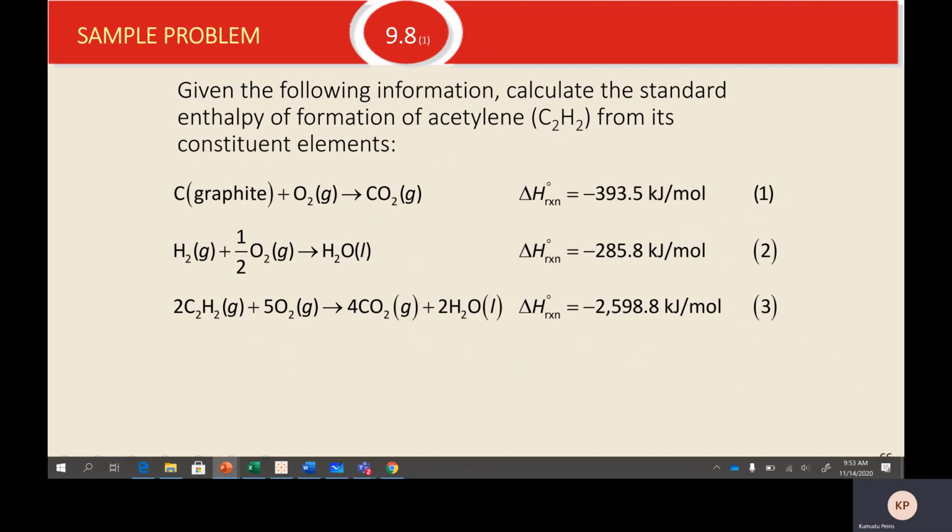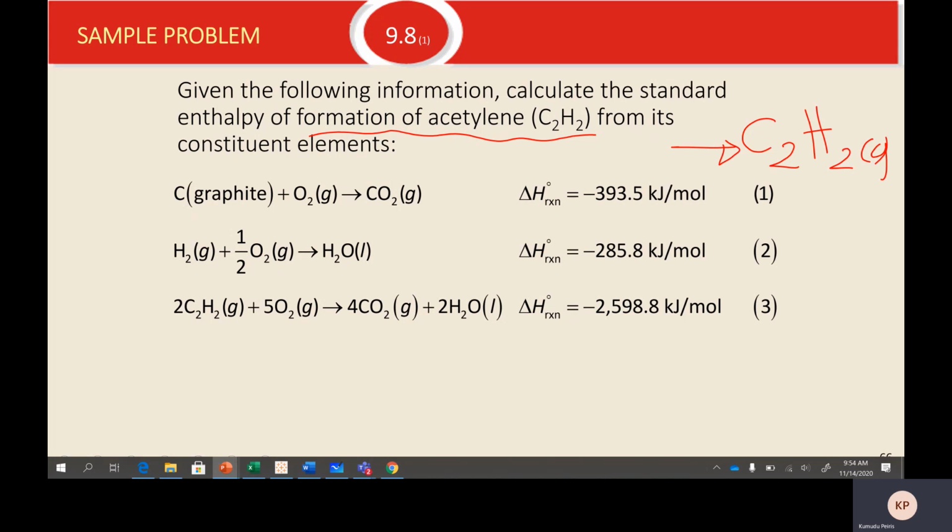Next, another problem. Given the following information, calculate the standard enthalpy of formation for acetylene from its constituent elements. Let's first ask, what is the formation of acetylene? Let's write the equation for the formation of acetylene. The standard formation always starts from the standard elemental forms of that compound. So I'll write the C2H2. It should be in the gas form.